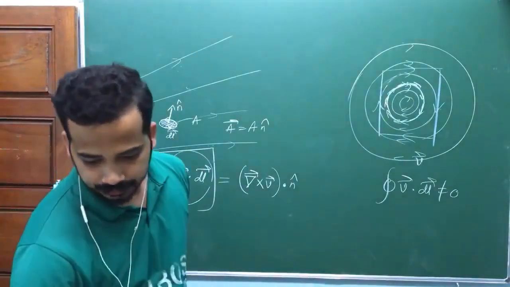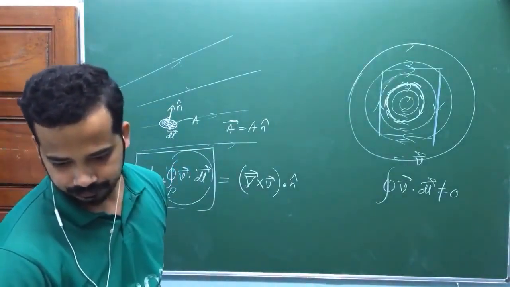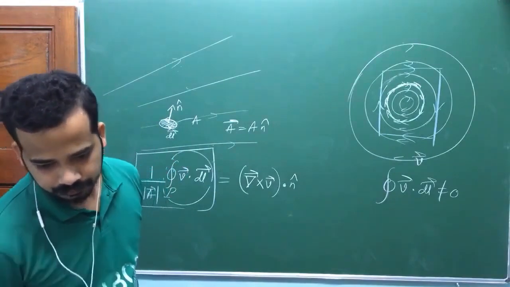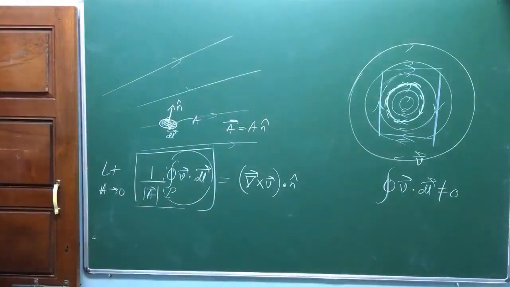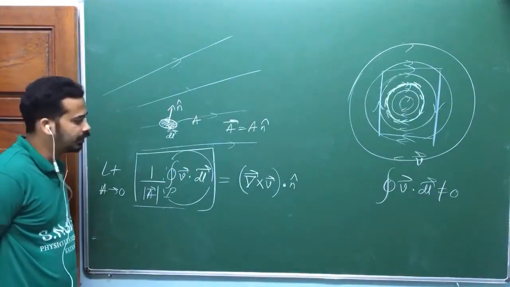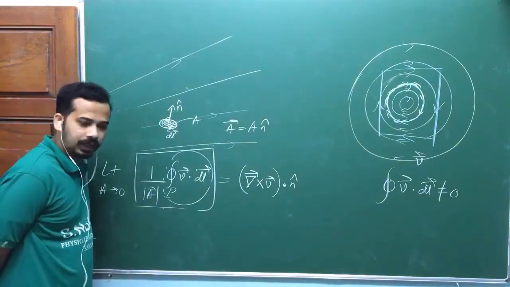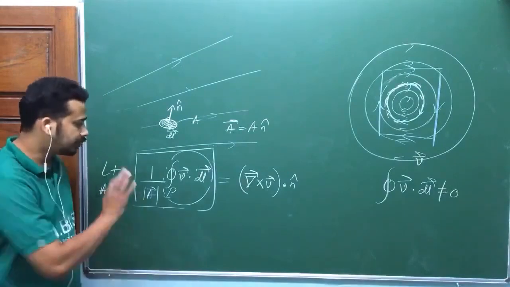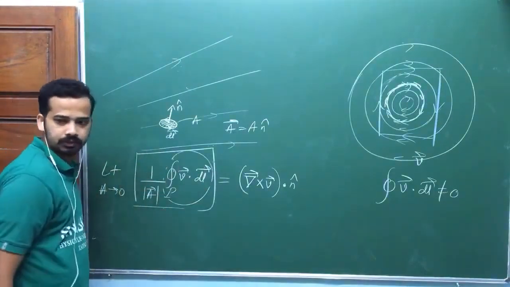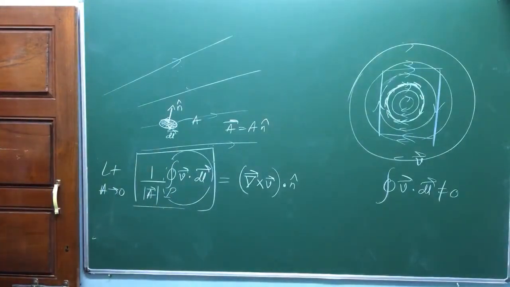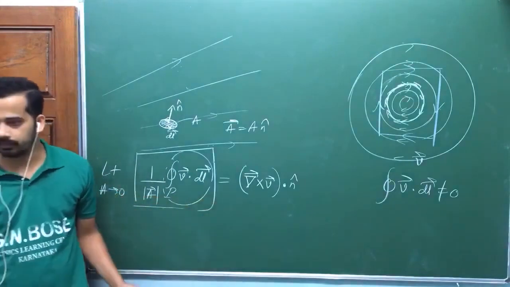Sir, curl around here, the direction is the area vector direction. No. I'm not saying the curl direction is that one. Did I say like that? No, isn't it? What I'm saying is these two are mathematically equal. That's what I'm saying. Later, I will convert this one into Stokes theorem.